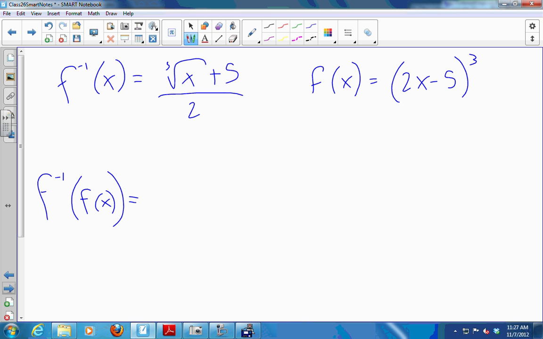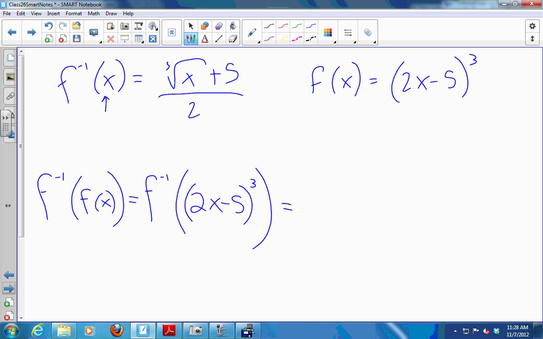Okay, so step 1, replace f of x with its formula. So this is going to be f inverse of (2x minus 5) cubed. Remember, whatever you replace the x with on the left in parentheses, you have to replace all the x's in the formula with it, right? So if this said f inverse of hearts and stars, this would be the cube root of hearts and stars plus 5 over 2, right?